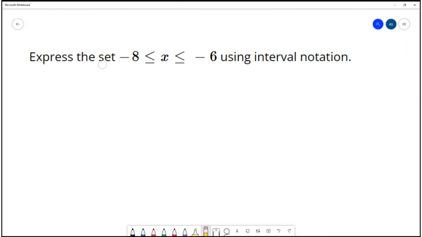On this question, we want to express the set negative 8 is less than or equal to x is less than or equal to negative 6 using interval notation. Let's recall what interval notation is for a second. Interval notation is where we write a lower bound, comma, an upper bound, and then we use parentheses or brackets to indicate whether the lower bound is included or not included in the set, and parentheses or brackets depending on whether the upper bound is included or not included in the set.